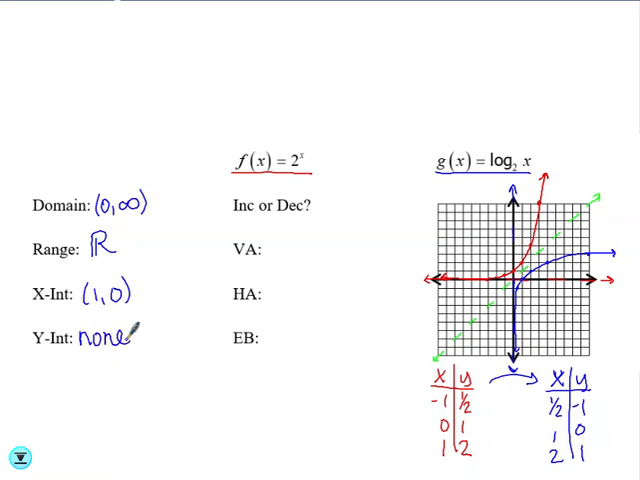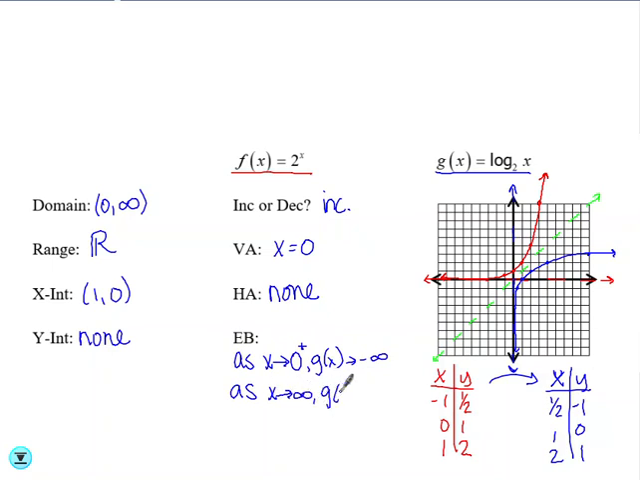This graph is increasing. Our vertical asymptote is at x equals 0. Logarithmic functions do not have a horizontal asymptote. If we look at our end behavior, on the left side of the graph, as x approaches 0 from the right, g of x is approaching negative infinity. And on the right side of the graph, as x approaches positive infinity, g of x is also approaching positive infinity.